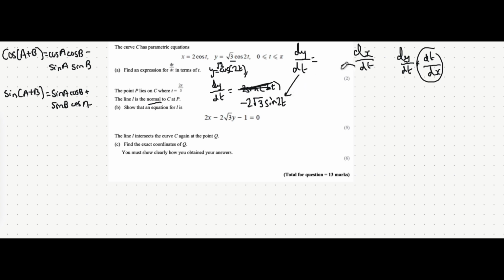Let's now find dx/dt. So cos just differentiates to minus sin. Again, we treat the 2 as a constant and multiply it onto minus sin t. In that case, dx/dt is equal to minus 2 sin t.